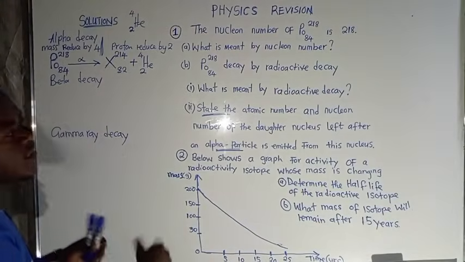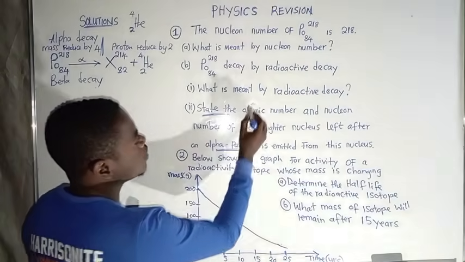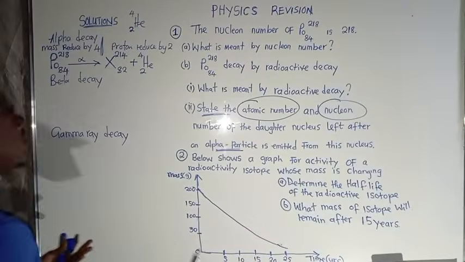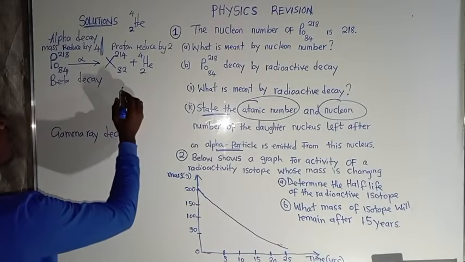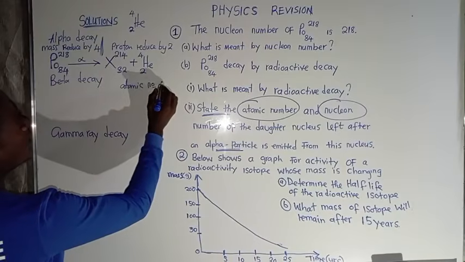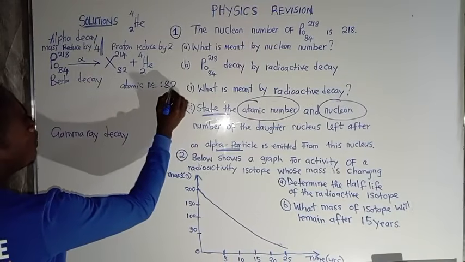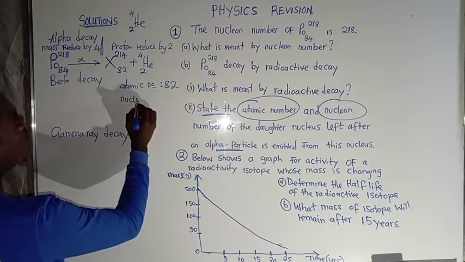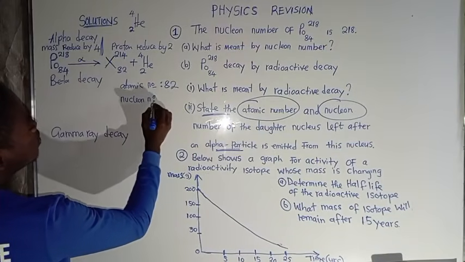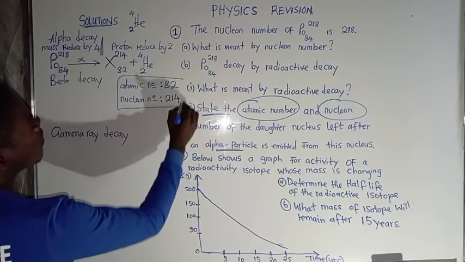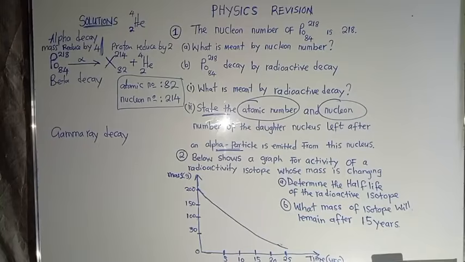But in this question, they just want us to state the atomic number and the nucleon number. So you already know the atomic number is 82. We have the nucleon number. Nucleon number is just the same as mass number, which is 214. We've answered the question. So this is what we were taught to find. Like this, you are done.